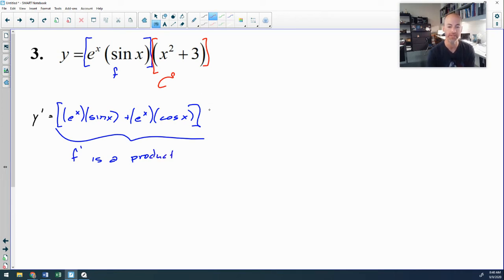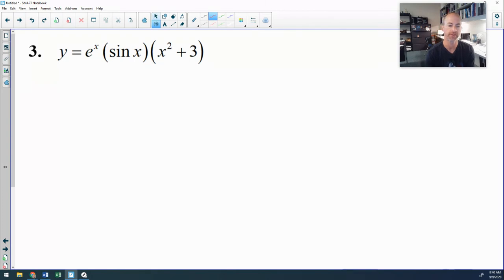Now I'm going to leave g alone, x squared plus 3. Now I'm going to leave f alone, so e to the x sine x, I'm leaving alone. And now I will do the derivative of g, which is 2x. And so that is one approach to differentiating a product of three different functions. And I'm about to do the same problem a second time using a slightly different approach.